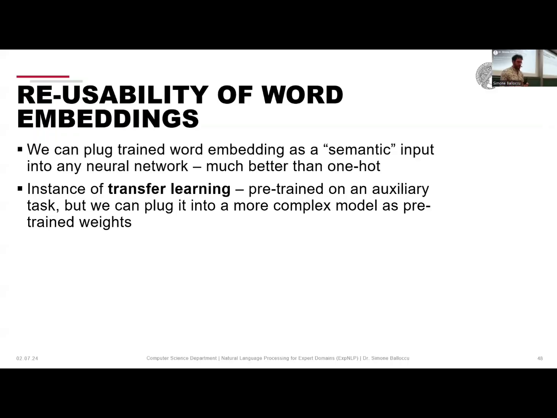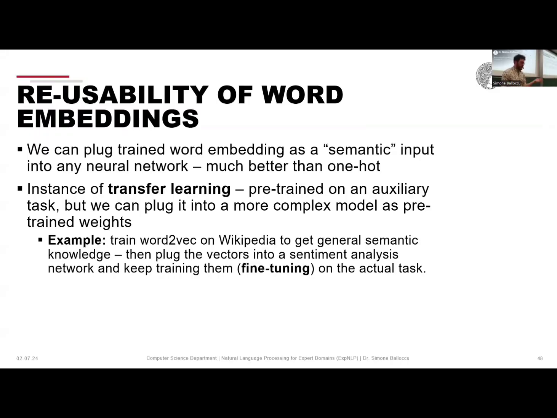We retrain the models on an auxiliary task, which is not the one we're working on, and plug them into a more complex model as pretrained weights. So as I said before, train word2vec on Wikipedia, so you have general semantic knowledge. Then you have a network for sentiment analysis, and you keep training them for the actual task, or you freeze them if you don't want to retrain them.